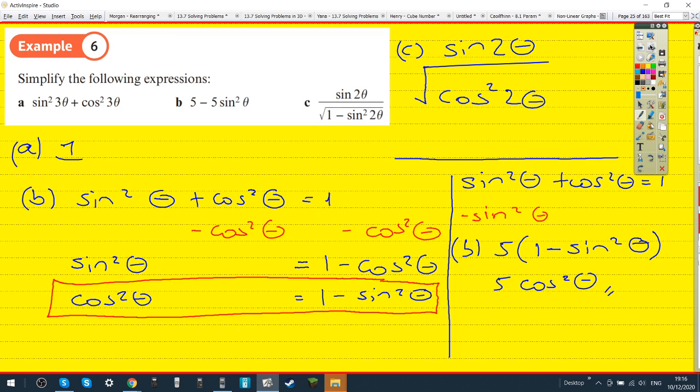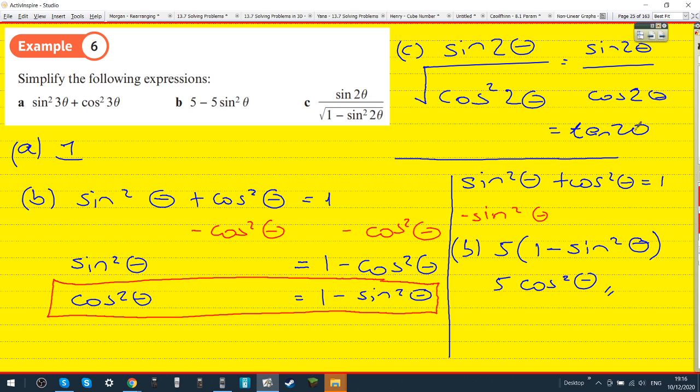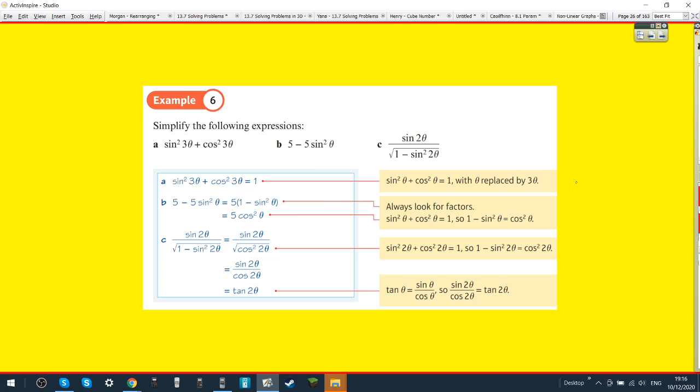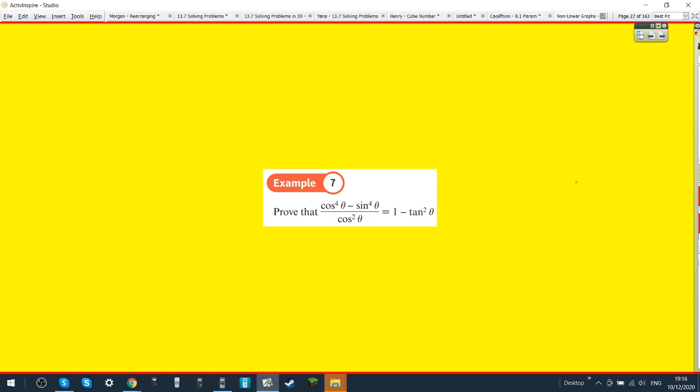And so how about this one? So would it be cos 2 theta? Yep. So you have sine 2 theta over cos 2 theta. Any idea what that is? Sine over cos? That is the same as tan 2 theta. Okay. Sine over cos equals tan.